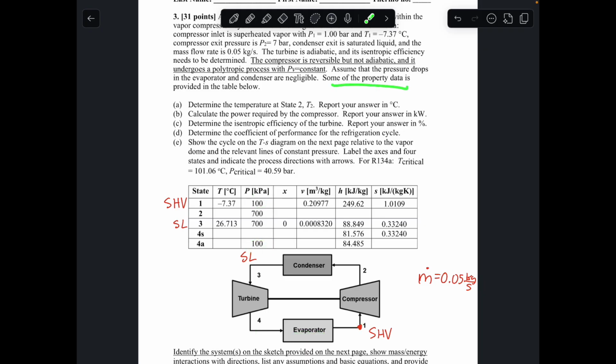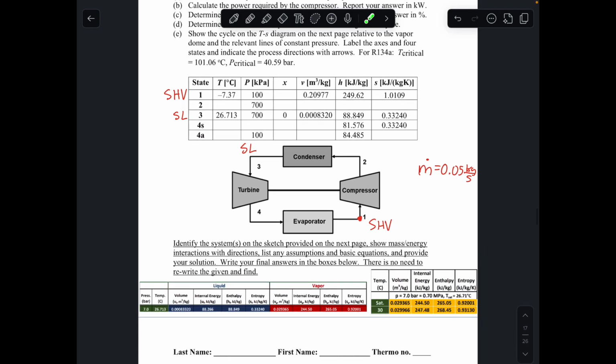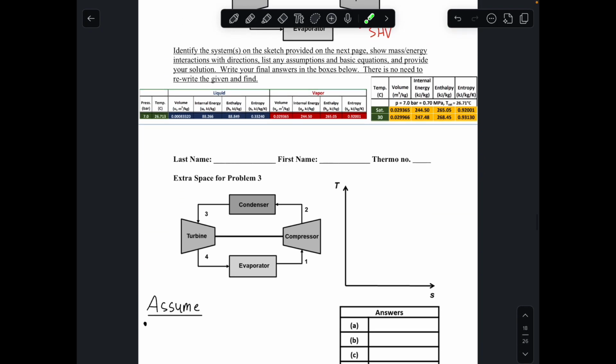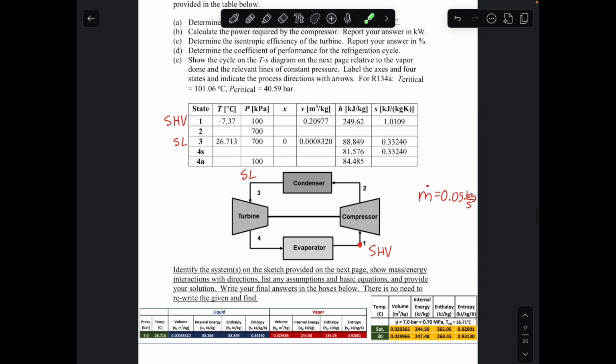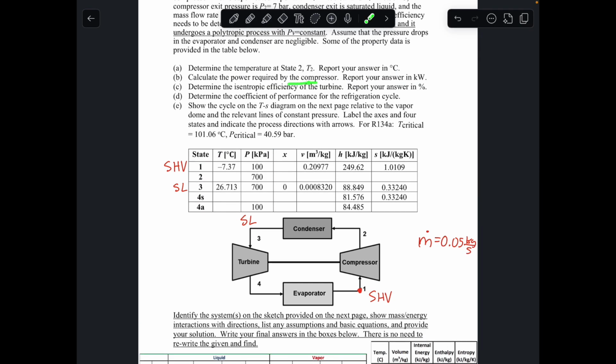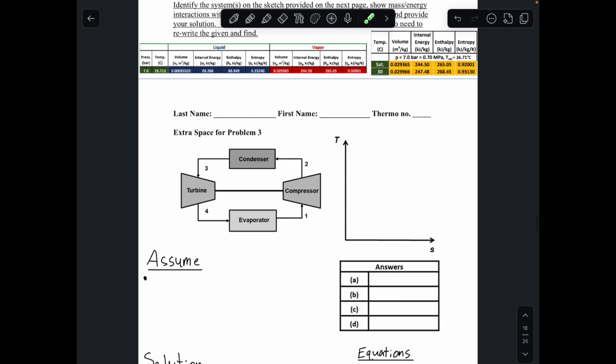Some of the property data is provided in the table below. We already see that. We have this table here. And so let's jump into the system and draw out the energy and mass interactions. So they give us a space to do this here on the next page. Sometimes when we're looking at cycles, it can be useful to draw our system around the whole thing and just look at the net heat transfer and work terms going in and out of the cycle. But here, we're missing a lot of data, and they're asking us to do some analysis over these different components here. So I'm going to draw individual boundaries of the system around each of the components here.